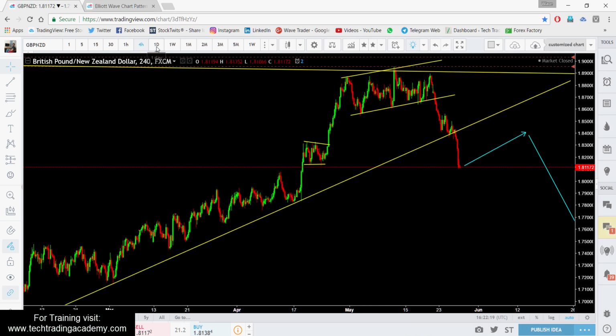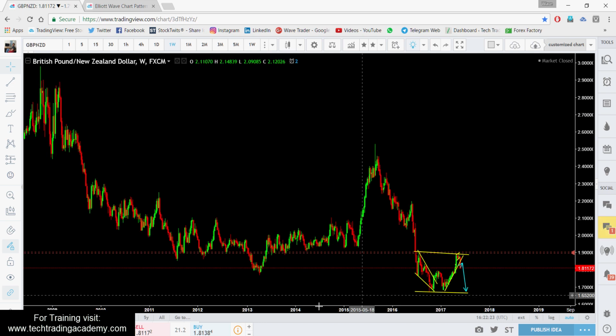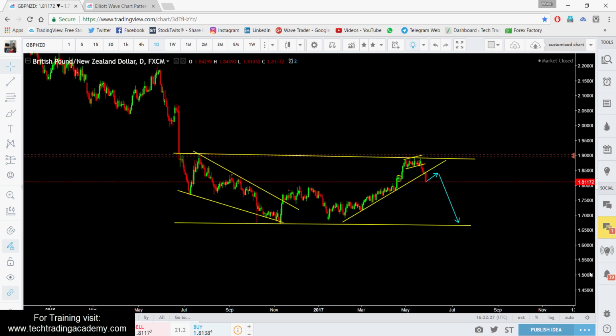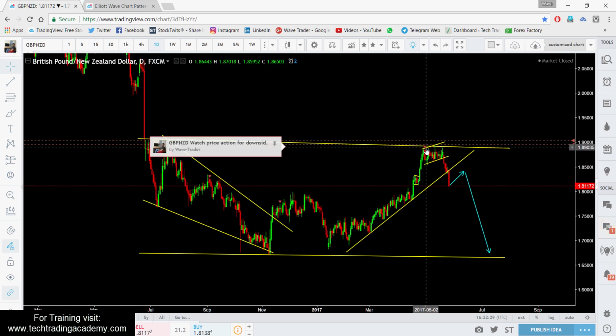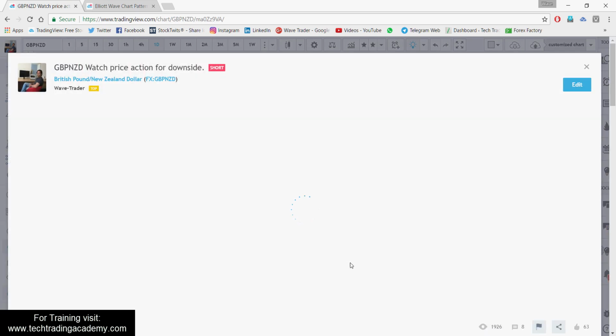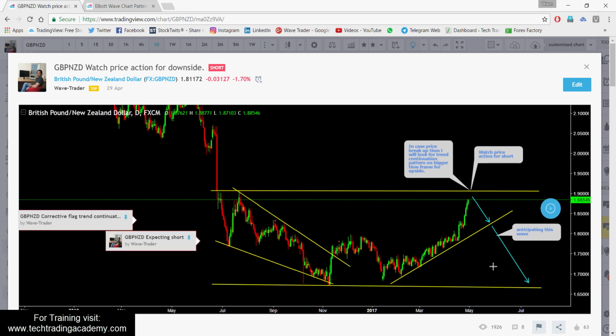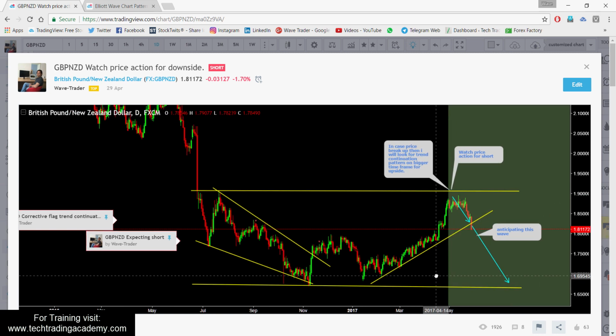We can see prices just falling on this pair, and of course on this pair as well, the New Zealand dollar. Pattern formation is quite similar to the pound Australian dollar. We were anticipating some price action at that top and anticipating some bigger wave from that area, this bigger wave. We can see price started to fall.